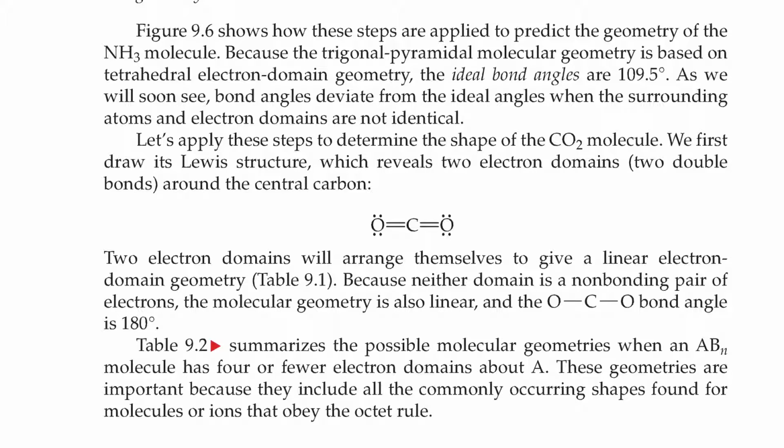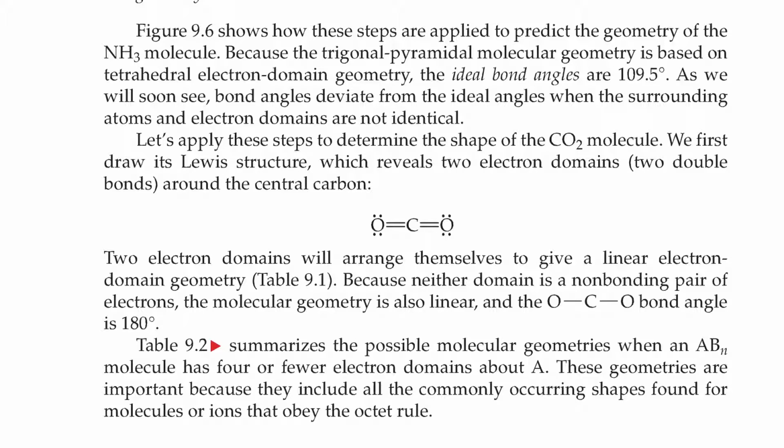Figure 9.6 shows how these steps are applied to predict the geometry of the ammonia molecule. Because the trigonal pyramidal molecular geometry is based upon a tetrahedral electron domain geometry, the ideal bond angles are 109.5 degrees. As we'll soon see, bond angles deviate from ideal angles when surrounding atoms and electron domains are not identical.